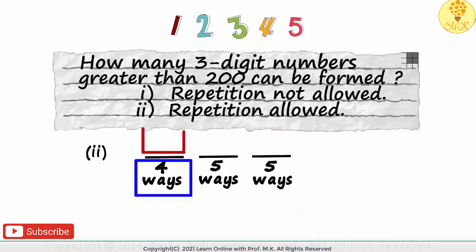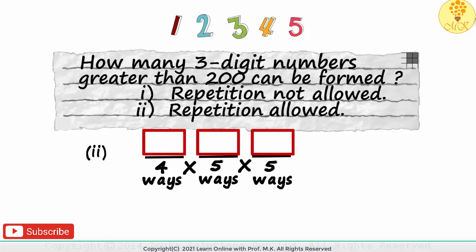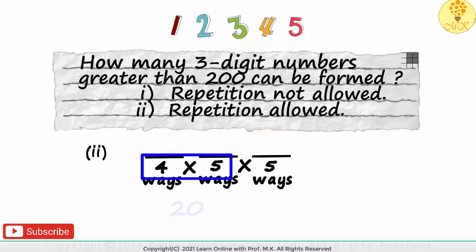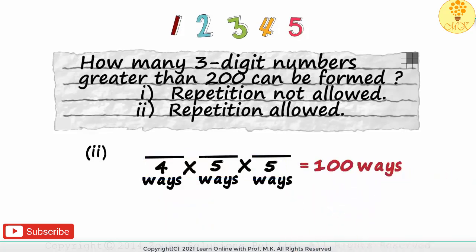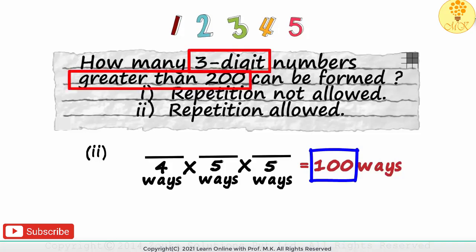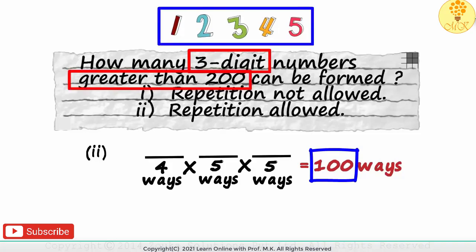Why 4 ways for the first slot? Because we cannot fill it with a 1. The number has to be greater than 200. We multiply these numbers as we are filling the first and the second and the third slot. 4 times 5 is 20 and 20 times 5 is 100. 100 ways is the answer. We can form 100 3-digit numbers greater than 200 using these 5 digits when repetition is allowed.